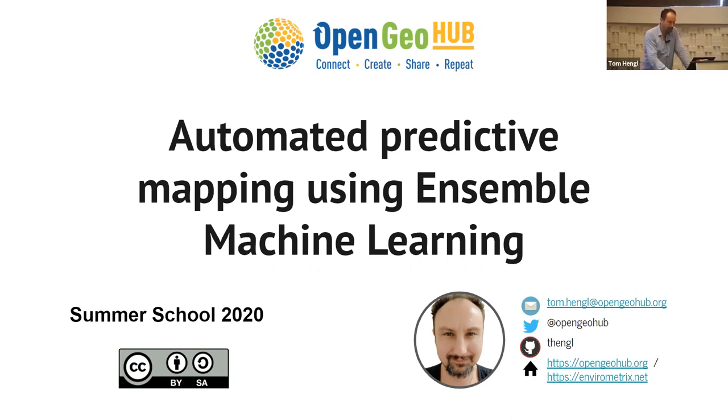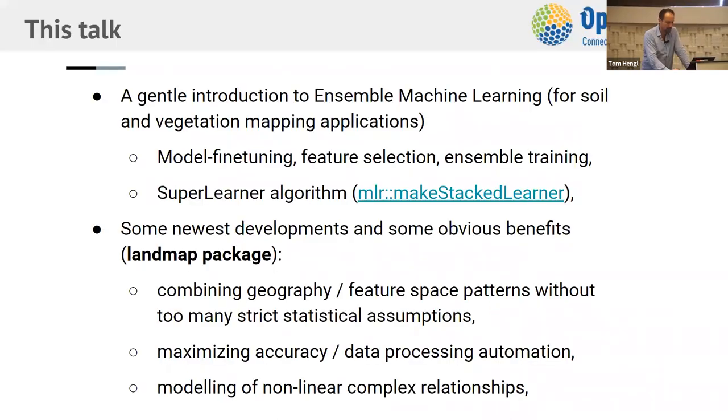I will talk about ensemble machine learning, mainly for the purpose of predictive mapping, mainly soil and vegetation mapping. Usually I finish these 3 steps, which are fine tuning, feature selection, and sampling. And I tend to use the super learner algorithm, all the things I told you in the introduction block. How that works in MLR is explained by the make stack learner function.